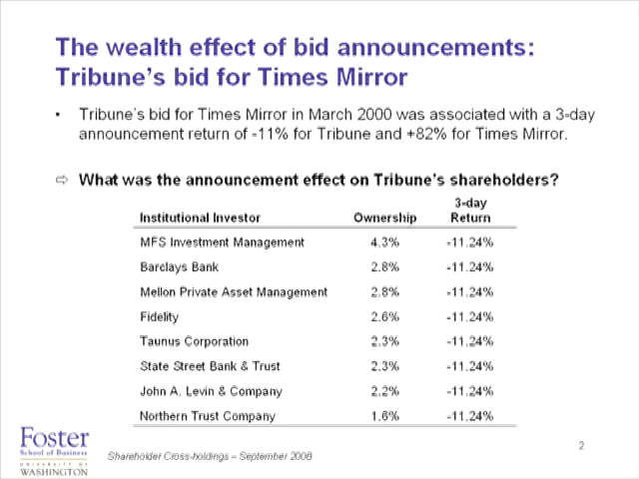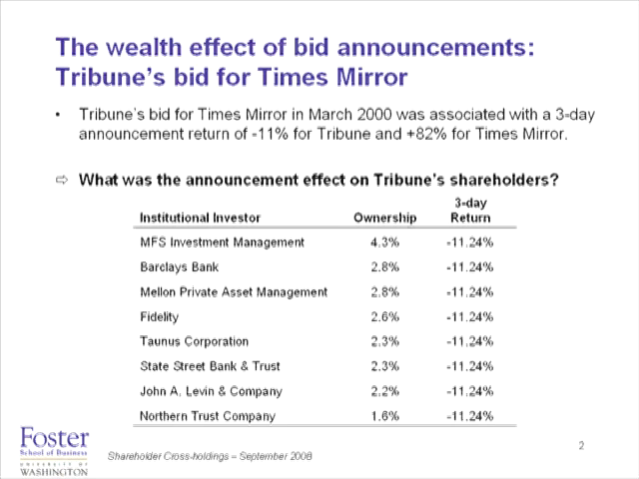And as this example makes evident, this is Tribune's bid for Times Mirror. These are two large newsprint, magazine and newspaper groups in the U.S. In March 2000, the Tribune shareholders thought it was a horrible idea. It was a big premium for the Times Mirror shareholders, so their stock price reacted quite positively. But then the question is, okay, bidder shareholders, how does it affect them?